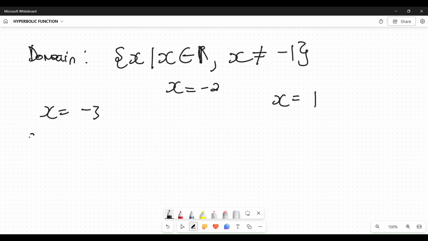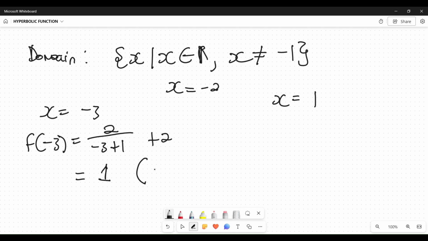So now let's start by whereby x is equals to -3. f of -3 will be equals to 2 divided by -3 plus 1, plus 2. So now this will be -3 plus 1, which is -2. 2 divided by -2 is -1, -1 plus 2 is equals to +1. So now the coordinates are -3 and +1.